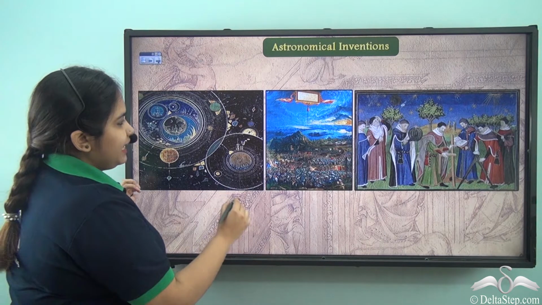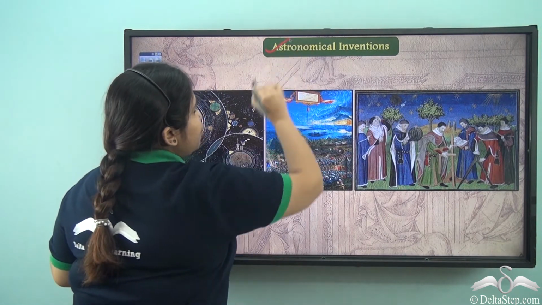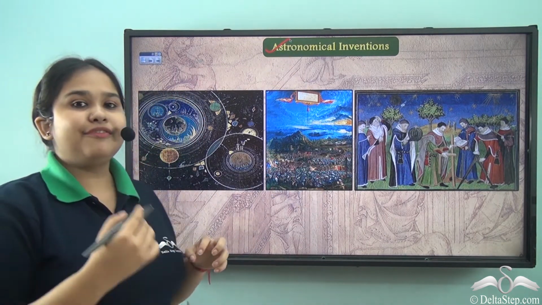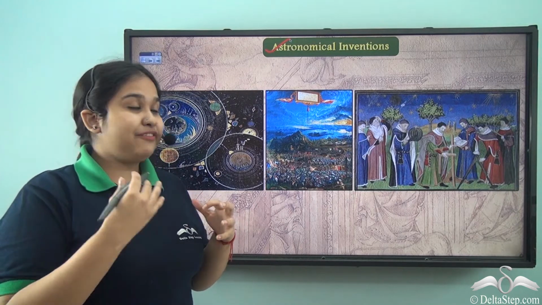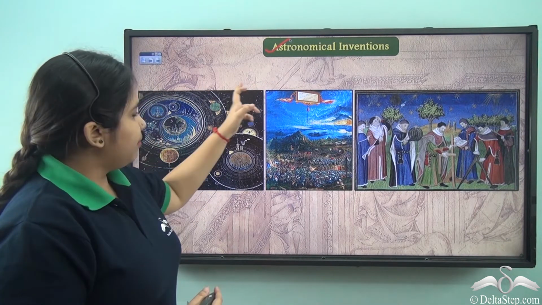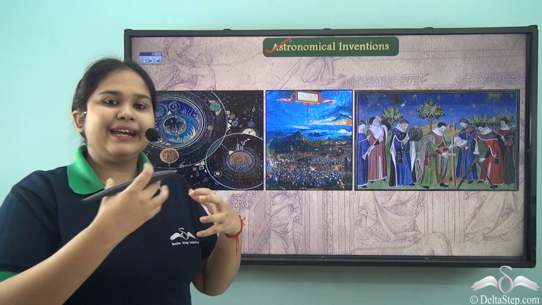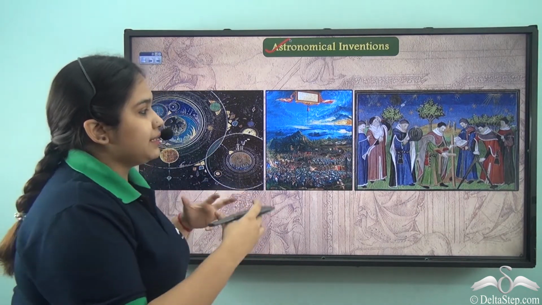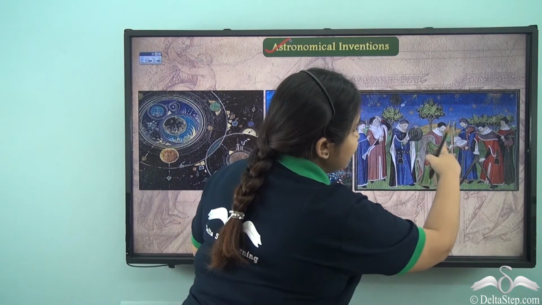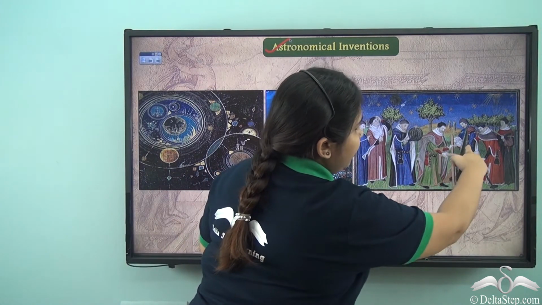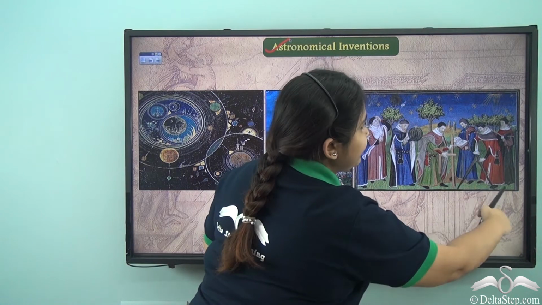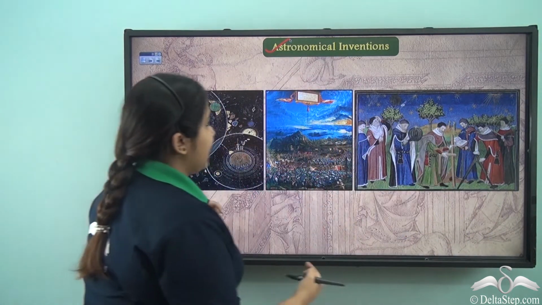And then finally we reach the astronomical inventions that might have taken place when the study of stars was being taken as a very important thing. For example, here we can see people setting their apparatus up to study the stars.